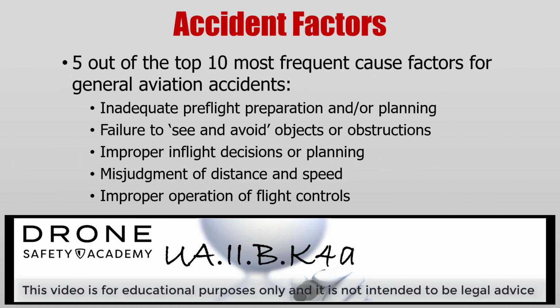Here are 5 of the top 10 most frequent cause factors for general aviation accidents. Remember, this is general aviation. However, any of these can apply to an SUAS pilot. So the list includes inadequate pre-flight preparation and/or planning, failure to see and avoid objects or obstructions, improper in-flight decisions or planning, misjudgment of distance and speed, and improper operation of flight controls.